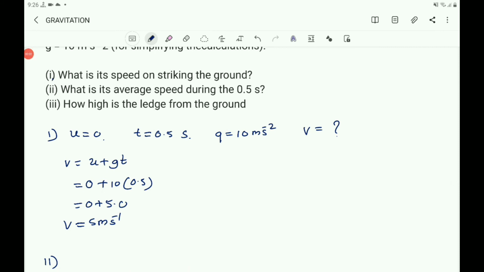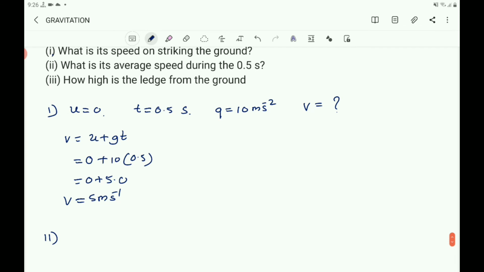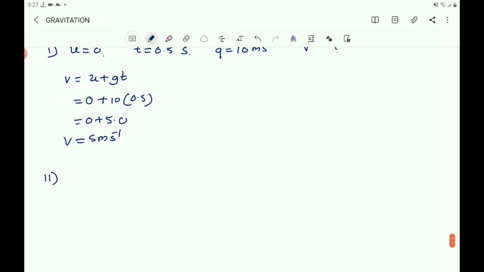In the second question, we have to find the average speed of the car in 0.5 second. Here the initial velocity u is 0 and the final velocity v you got is 5 ms to the power of minus 1. The average of the initial velocity and final velocity, you can write as initial speed plus final speed divided by 2, u plus v by 2. So you write u equals 0, v equals 5 ms to the power of minus 1. Then average speed equals question mark.